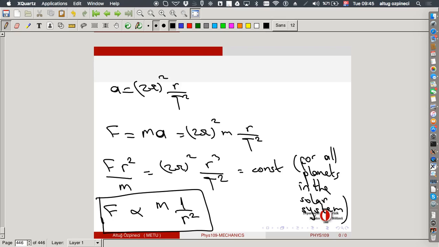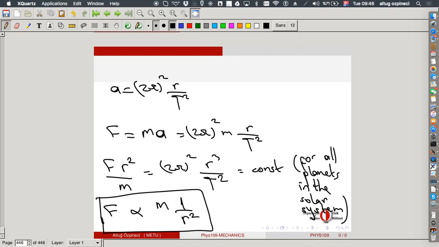We will see that they will be different. This constant, we will see that it depends on the mass of the sun also. So if you go to another system, then of course this constant will depend on the mass of the corresponding star. But we will see that. That will be our next step.